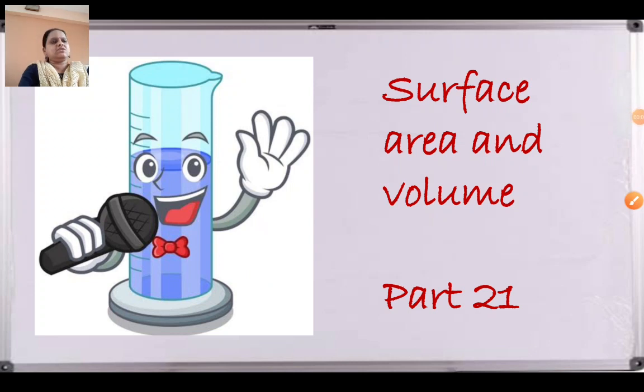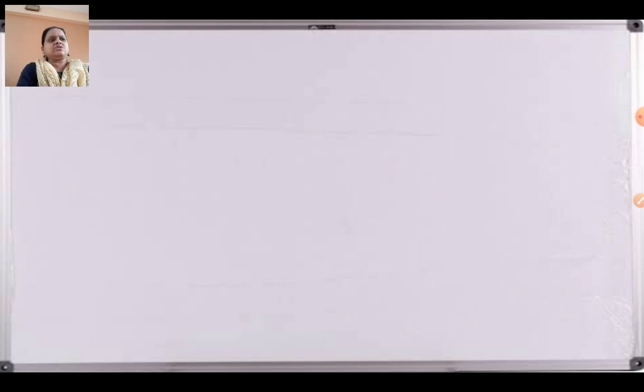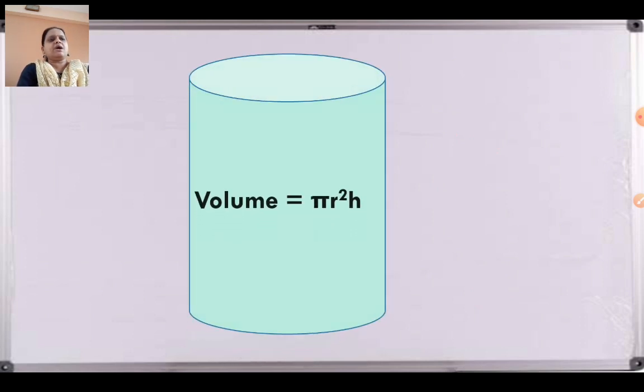Today we will continue with our chapter Surface Area and Volume with part 21. Last period we have already started with our exercise 13.6 in which we have started with the concept of volume of cylinder. So what is the volume of cylinder? Just revise the formula once again. Yes, the volume of a cylinder is equal to pi r square h, where r is a radius and h is a height. Is it correct?